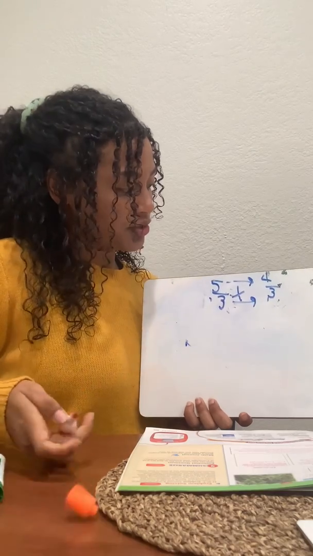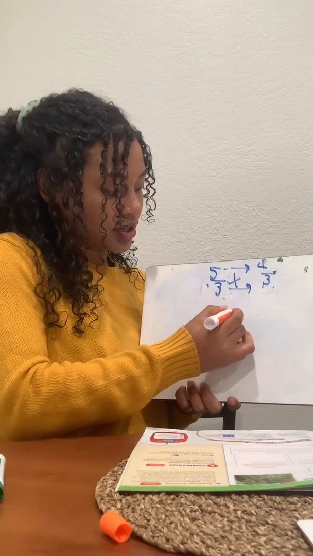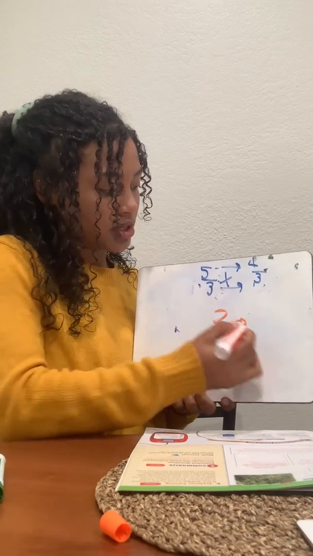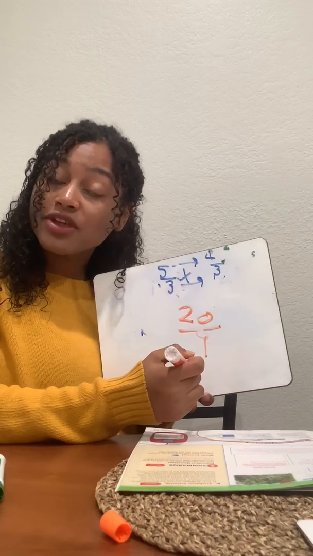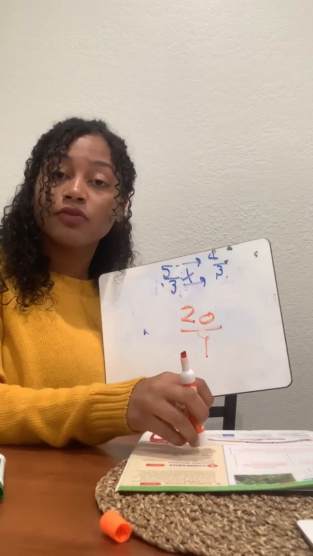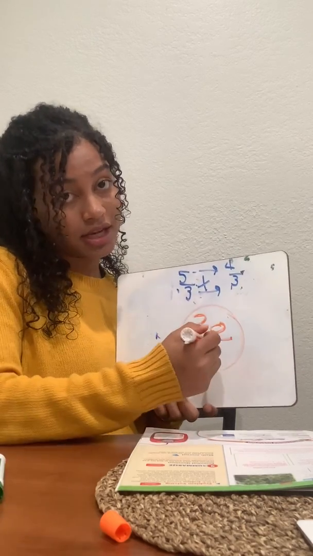So now all we do is 5 times 4 is what? 5 times 4 is 20, multiplying across. 3 times 3 we know is 9. All right, do not stop there. At this point, you should be comfortable and familiar with simplifying. This is your last step, simplifying it.